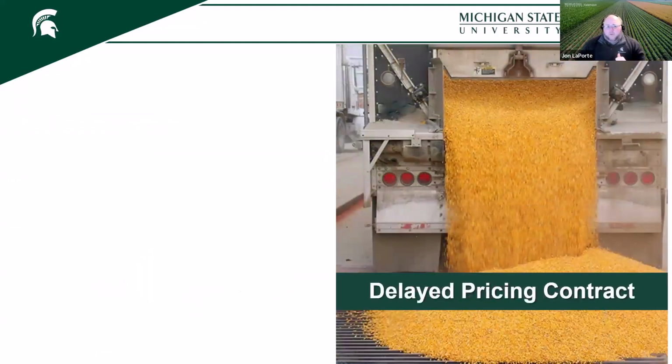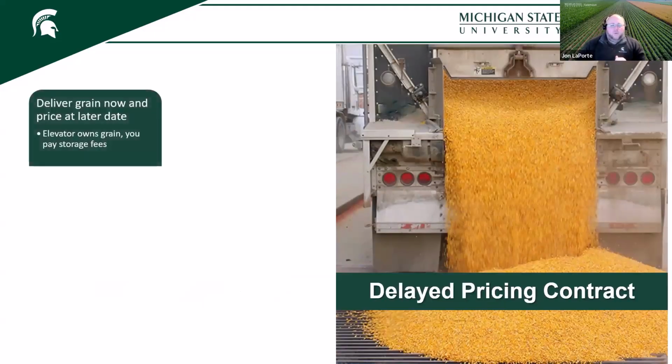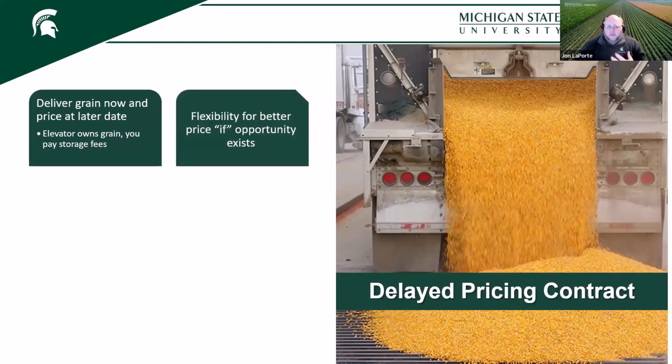Another pricing tool that can be pretty helpful is the delayed pricing contract. This is where you're actually going to deliver the grain now or at a specified date, and you're going to price it at a later date. Technically, the elevator owns the grain, and you're going to pay storage fees. There's some flexibility with this, as you're basically looking to price it later. So you're hoping a better price is going to come along if you think that opportunity exists.